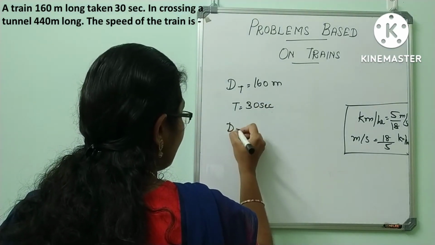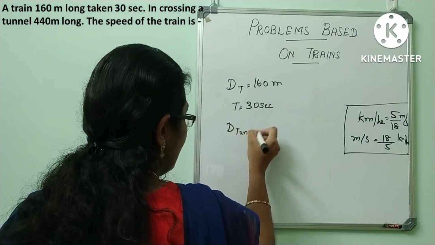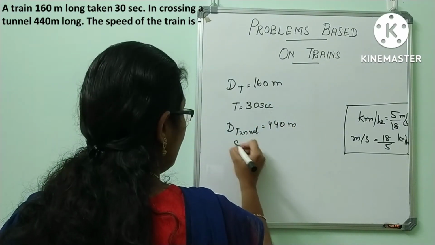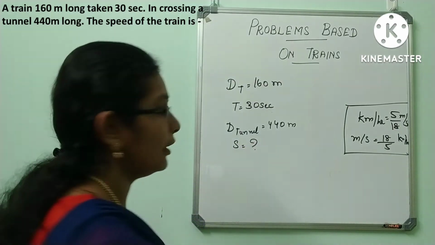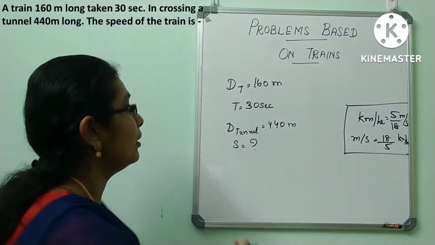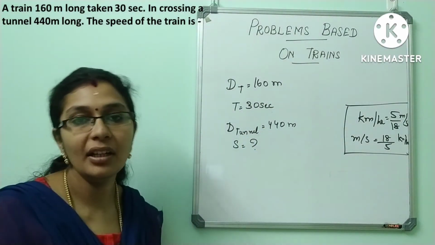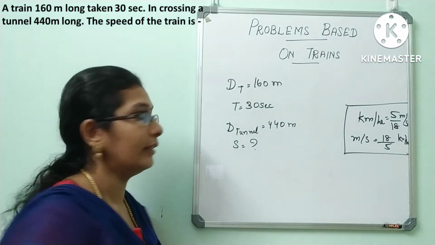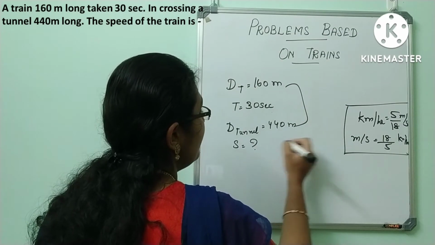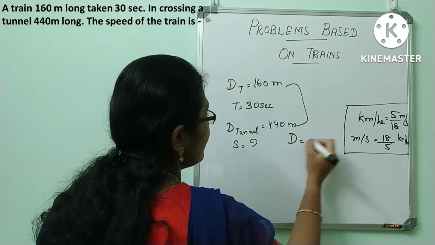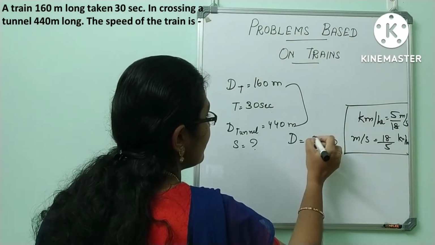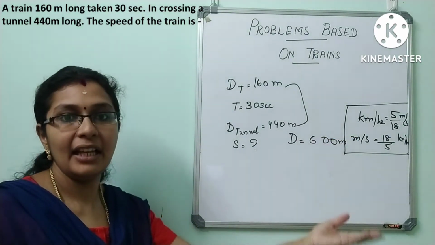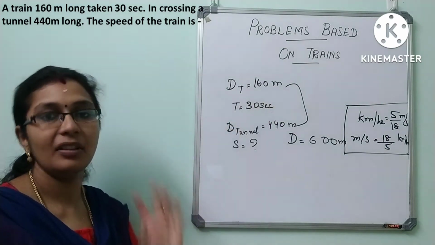And the tunnel's length they have given as 440 meter. Now they are asking us to find the speed of the train. So what you will do, you will add up the distance, because the tunnel is of greater length. So when you add up, distance is equal to 600 meters. Here you need not convert to any other unit because meter and second only they have given.